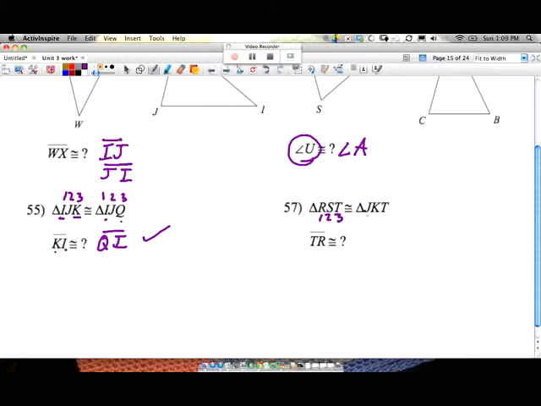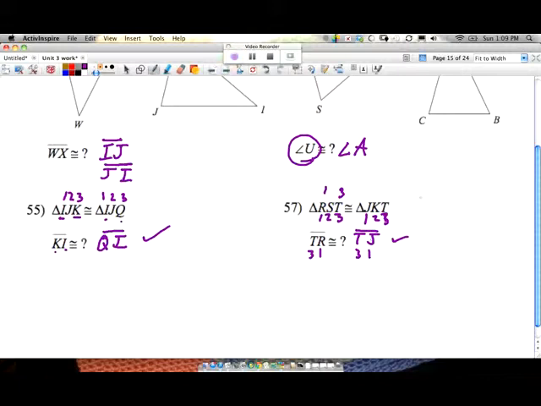Do it again. RST 1, 2, 3, JKT 1, 2, 3. So now put these together in the right order. So we have TR, that's a 3-1 combo. So then I need another 3-1 combo over here, which would be TJ. Boom. Done.